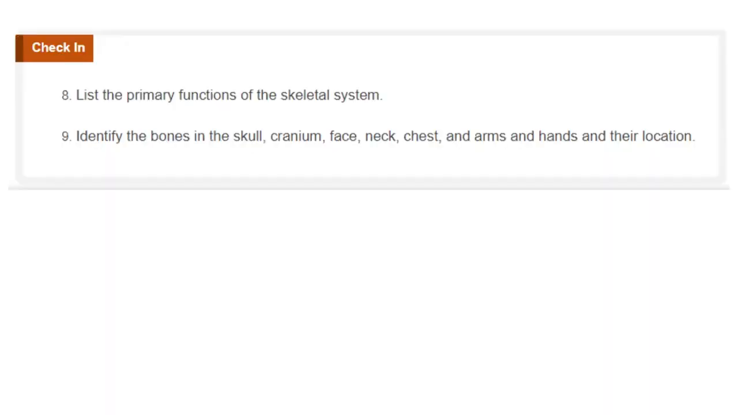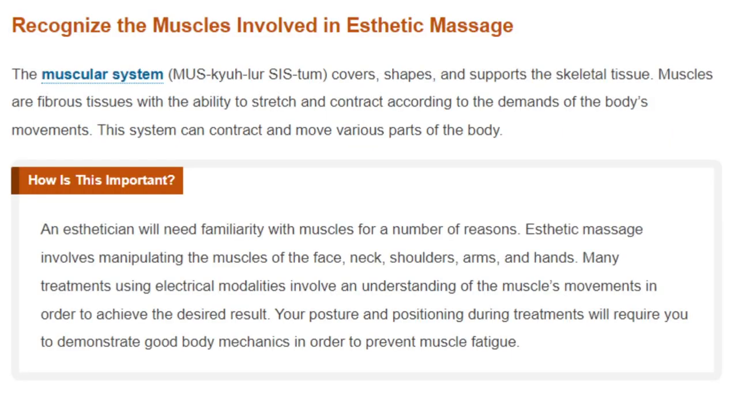Check in. List the primary functions of the skeletal system. Identify the bones in the skull, cranium, face, neck, chest, and arms and hands and their location. Recognize the muscles involved in aesthetic massage.